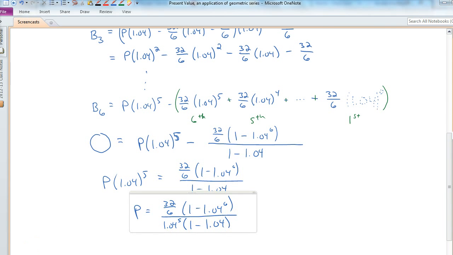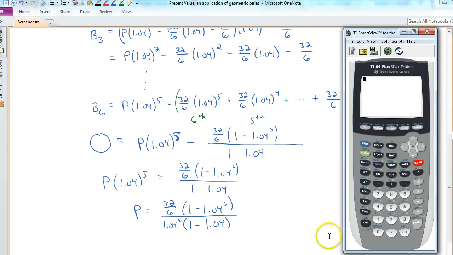I'm going to use my calculator to figure this out. Okay, here comes the moment of truth. We're going to calculate how much money you need to bring to the bank to pay this contract off. So, we have a pretty complicated computation here. Let's think about how many parentheses we're going to need. 32 divided by 6, and then we're going to need to enclose this in parentheses, 1 minus 1.04 raised to the 6th. That's my numerator.